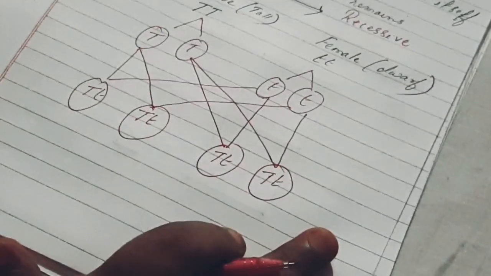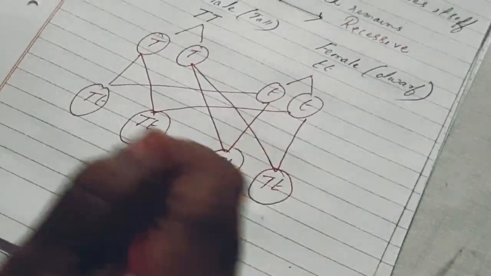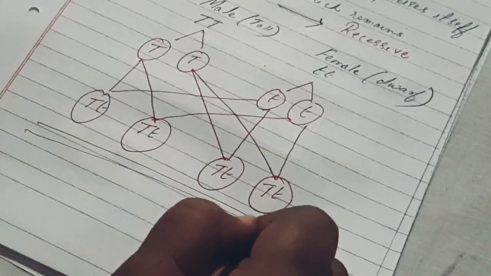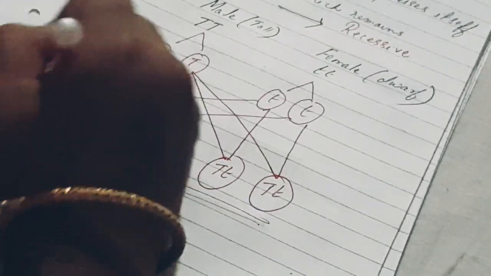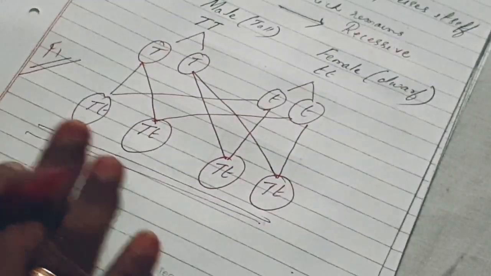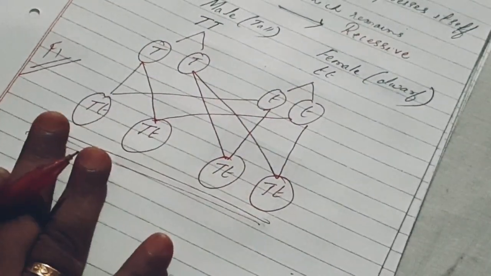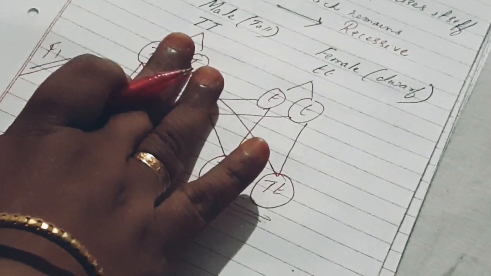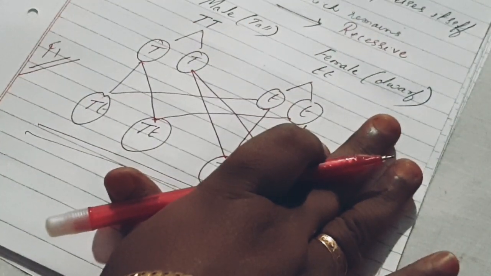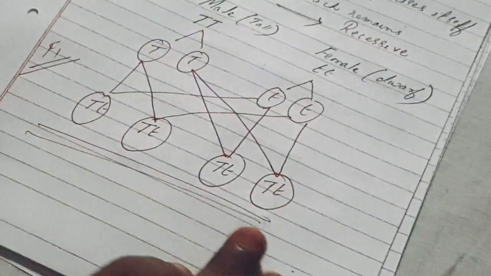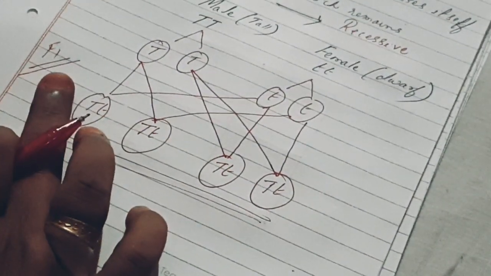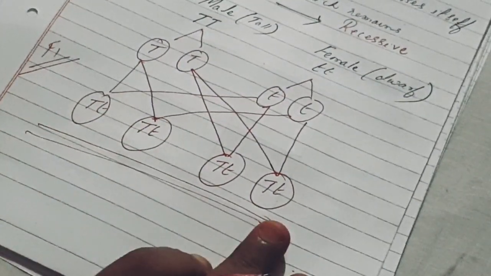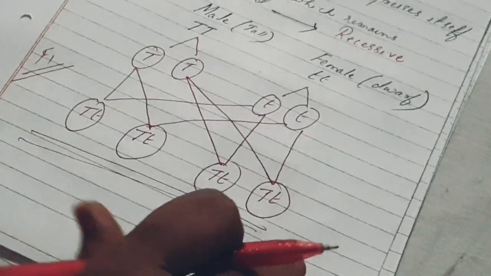Now what is your observation here, children? You see, the offsprings which are produced here in F1 generation are all hybrid tall, because pure tall is crossed with a dwarf. So the offsprings produced in F1 generation are hybrid tall.